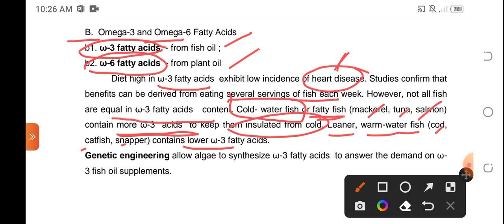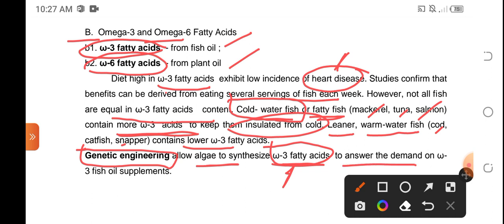Now, meron tayong mga supplements na sinasabi nila they contain omega-3 fatty acids. Okay, because of the fact that omega-3 could lower the heart disease risk. Okay, kaya nagkakaroon na tayo ng supplements. Now, hindi sila nag-harvest ng maraming cold water fish just to produce these supplements. Rather, we have what we call genetic engineering, wherein scientists manipulate algae to synthesize the omega-3 fatty acids to answer the demand on the omega-3 fish oil supplements. So it's because of genetic engineering that we could actually synthesize the omega-3 fatty acids, and that is with the help of the algae.